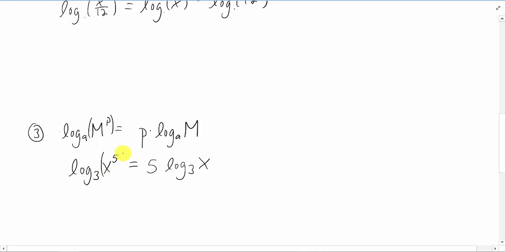Keep in mind that this 5th power is only on the x. And we're allowed to take that 5, move it outside the logarithm, and put it right there. I want to try to make a little bit of sense out of this rule just really quickly.